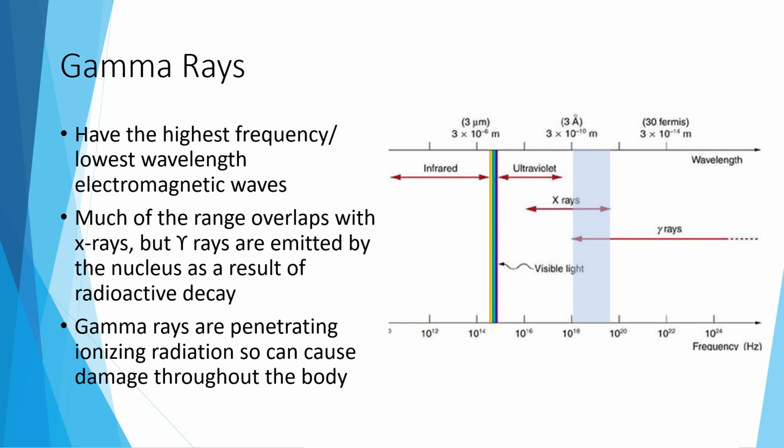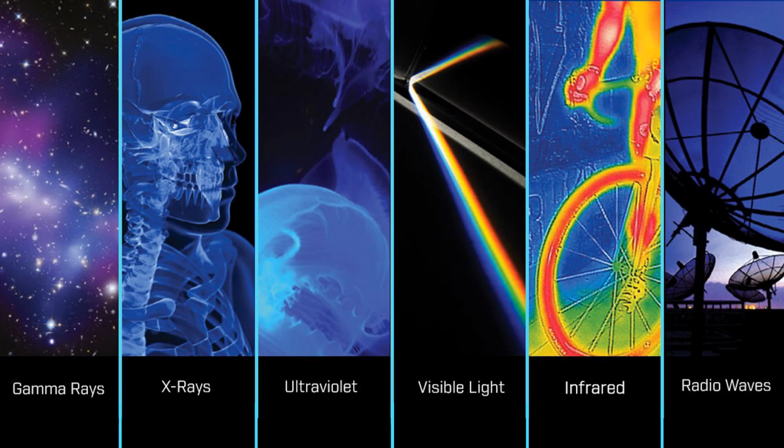Gamma rays are penetrating ionizing radiation, so they can cause damage throughout the body, including radiation sickness, DNA damage, cell death, and increased incidence of cancer. To review, the electromagnetic spectrum consists of varying ranges of wavelengths and frequencies, from radio waves to gamma rays. These waves have important applications in our daily lives, from communication devices to vision and to medical and scientific applications.